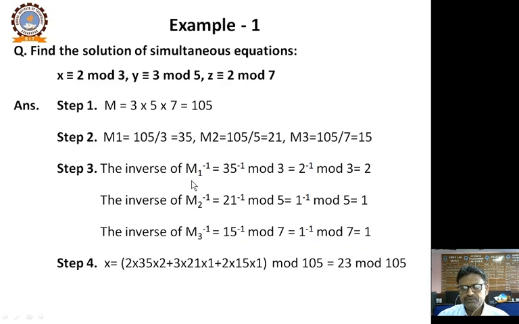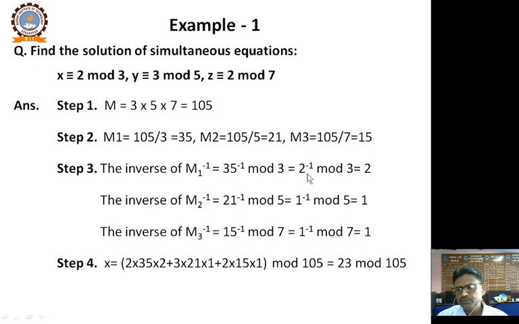So first of all, we have to find out the M1 inverse. M1 inverse means 35 inverse with the mod value 3. So how to get 35 inverse mod 3? There is a simple way of calculating that. Now this value is more than the modulus value. So first of all, we will try to find out the remainder of 35 when it is divided by 3. So 11 3s are 33, so we will be getting 2. So it is actually 2 inverse mod 3.